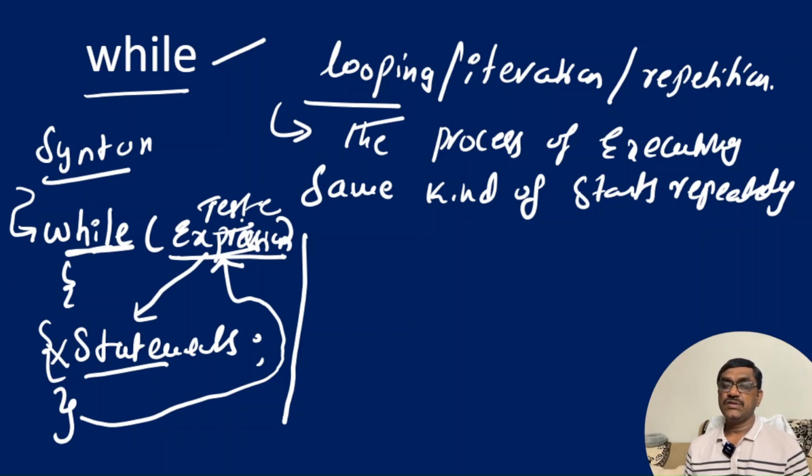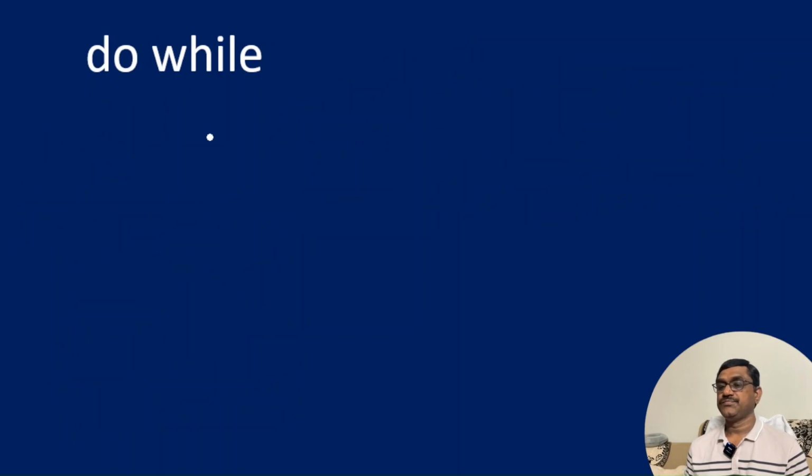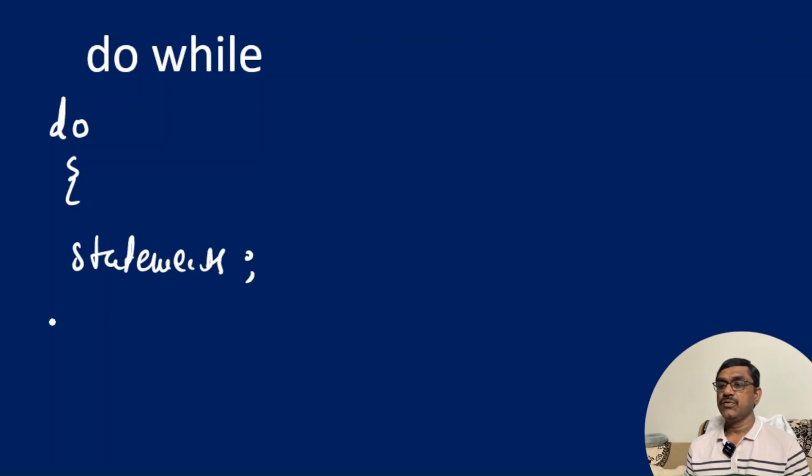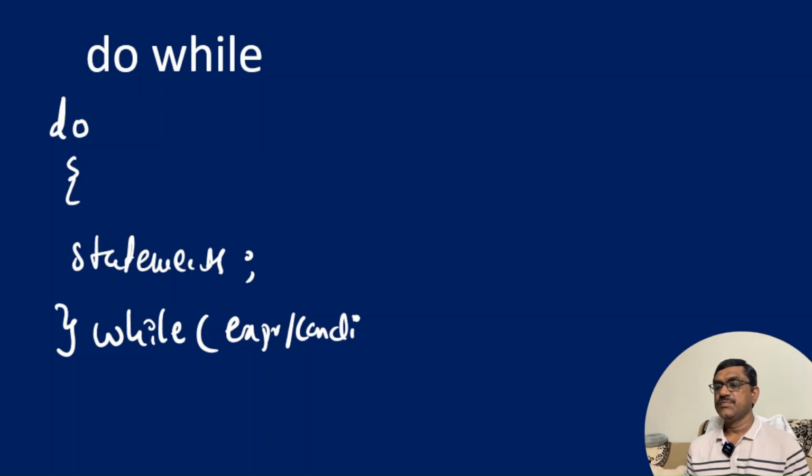Now, after this while, next we move to the do while. The syntax of the do while is like this. First, you write the keyword do, then an opening brace and some statements, then a closing brace, and last you write the keyword while, and here you mention the expression, or we can say condition, both are the same. Mainly we prefer the term condition.